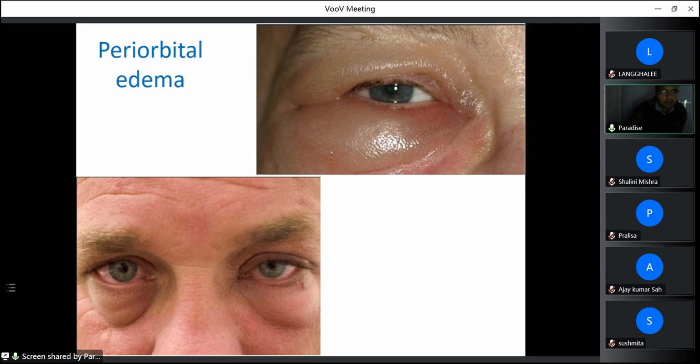Next feature is periorbital edema. Periorbital edema is accumulation of tissue fluid in the periorbital region. It may also be present in case of ZMC fracture. If the zygomatic bone is traumatized but there is no bleeding around the periorbital tissue, the tissue fluid accumulates in the periorbital region, and it is known as periorbital edema. If blood is present, it is periorbital ecchymosis; if only tissue fluid is present, it is periorbital edema.